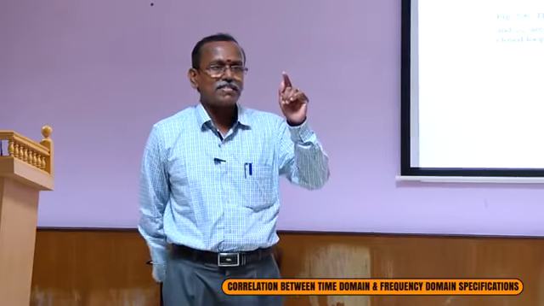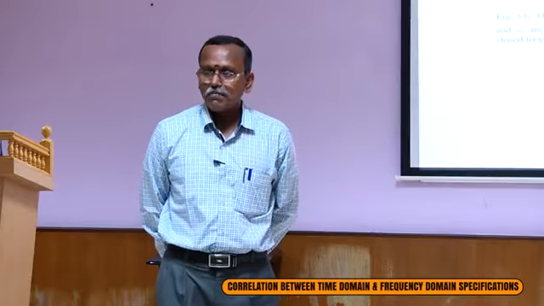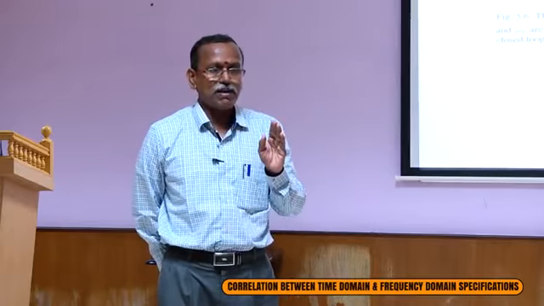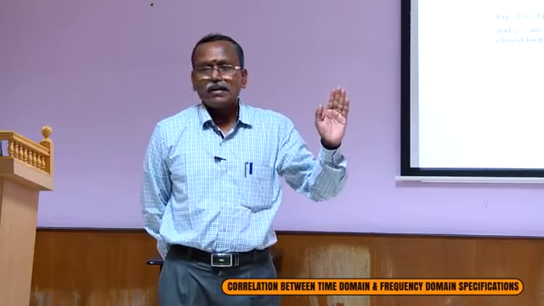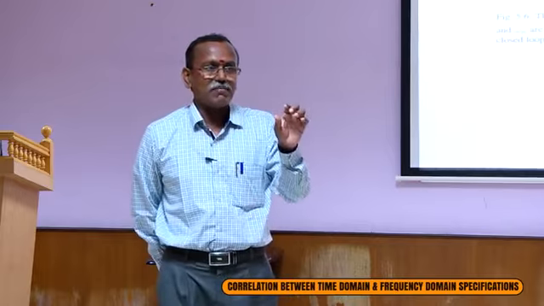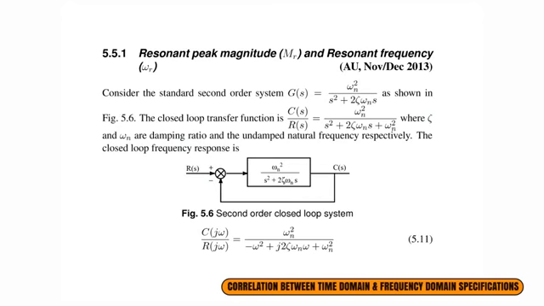What is meant by a type 1 system? If a system has a pole at the origin, then the system is said to be type 1. Order means the degree of S. Type number means how many poles are at the origin, that is, how many S terms can be taken out of the denominator. That is the type number of the system.